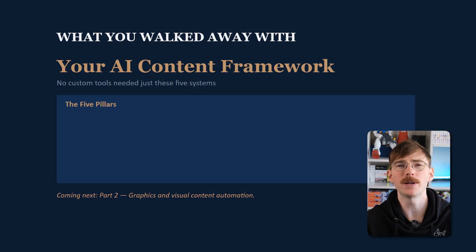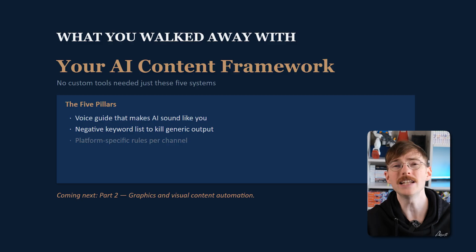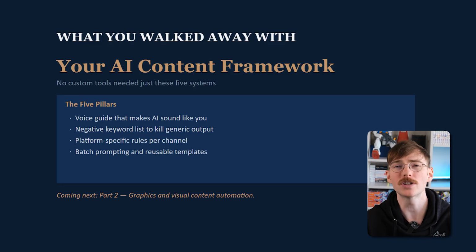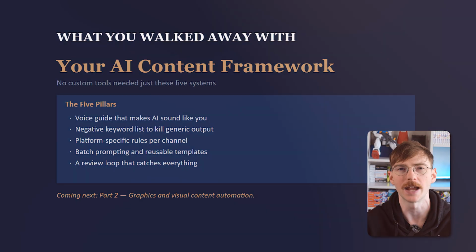There's basically 5 pillars you should be using every time you create content with AI. You need a voice guide. It needs to include negative keywords and phrases. You need platform-specific rules. You should be getting batch outputs and reusable templates and tools so that you can do this at scale. And then you need a loop that catches your feedback and learns over time. If you can build those 5 things, then you're going to have amazing AI content that does not sound like it's generated by AI.